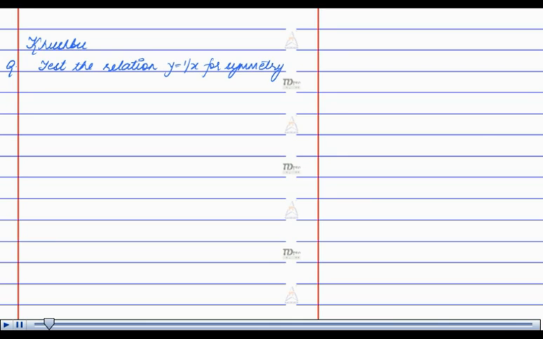Hello, I am Khushbu. The question is, test this relation y = 1/x for symmetry. Substituting -x for x, we get y as -1/x. So, the graph is not symmetric with respect to the y-axis.